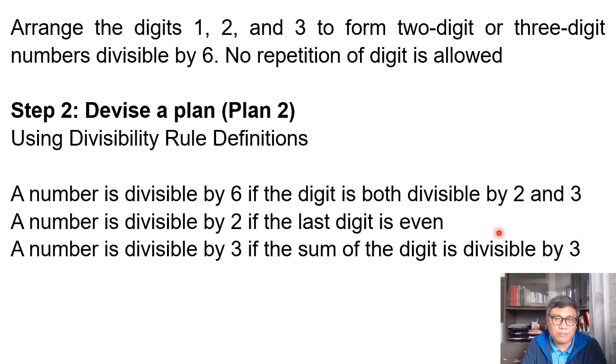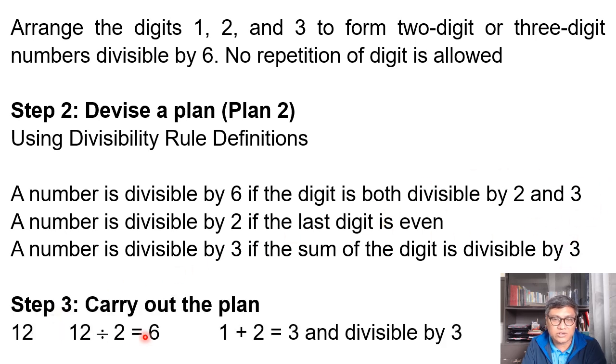So if I'm going to apply this to each of the combinations, then we can carry out the plan. So for example, 12. The last or the ones digit is 2, which is an even number. So I know that this is divisible by 2. Then if I'm going to add the digits, 1 plus 2 is equal to 3. Then I know that 3 is divisible by 3, so it satisfies these conditions. Therefore, because it's divisible by 2 and it's divisible by 3 at the same time, then 12 is also divisible by 6. So by this definition.